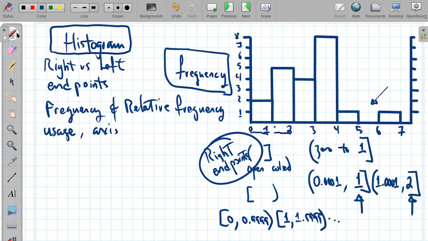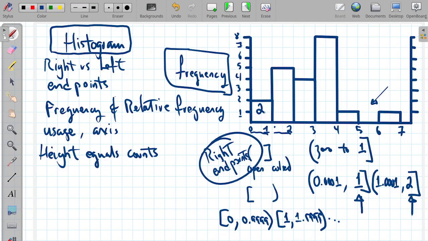Now, the height of the bar tells you how many observations are in that interval. Let's write that down. Height equals count. So for instance, the first one, from 0 to 1, there are 2 observations in there because the height goes up to 2. I don't know what they are. Histograms will never tell you what the data points are. They only tell you the frequency. That's all you're getting out of here.